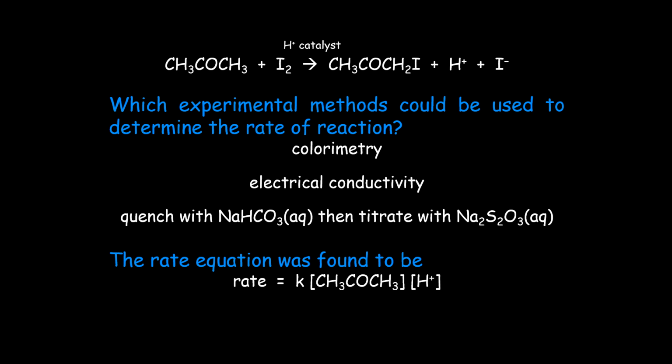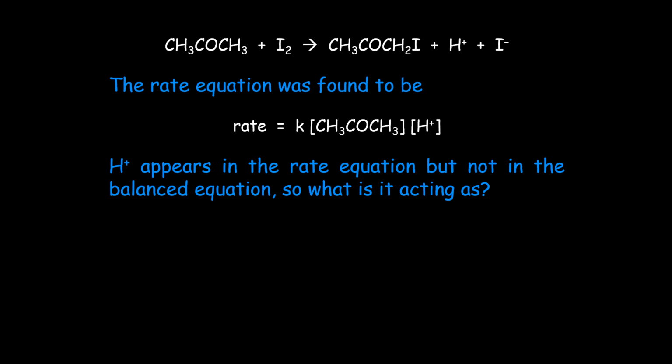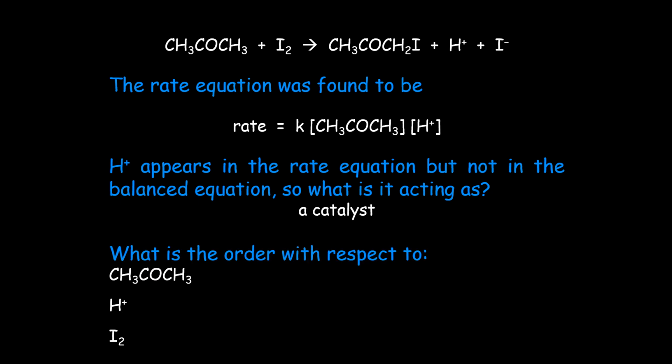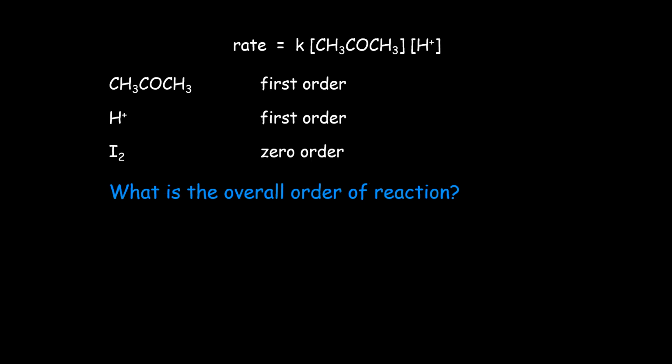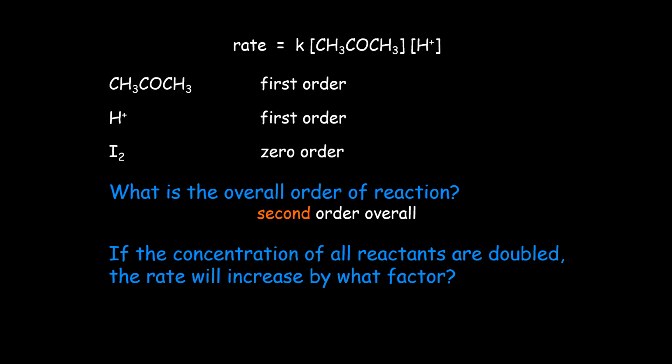Now there's the rate equation. So if a species appears in the rate equation but not in the balanced equation, then it must be acting as a catalyst. Now the order with respect to propanone is going to be 1, hydrogen ion is going to be 1, and iodine is not in the rate equation, so it's going to be 0 order. It's going to be second order overall.